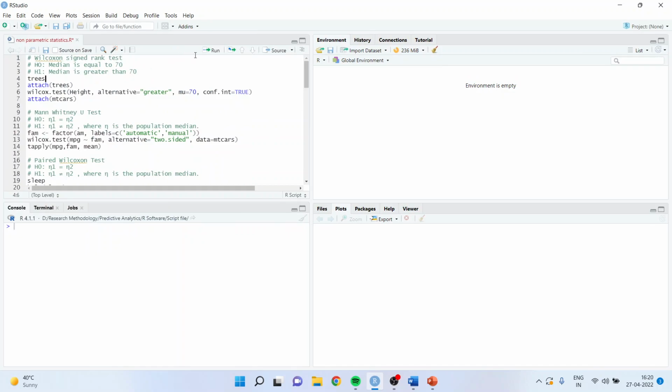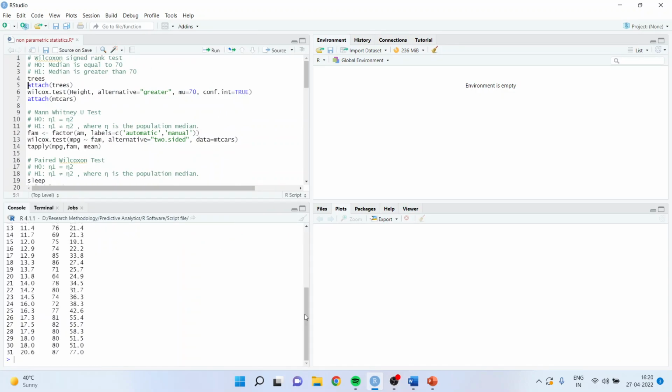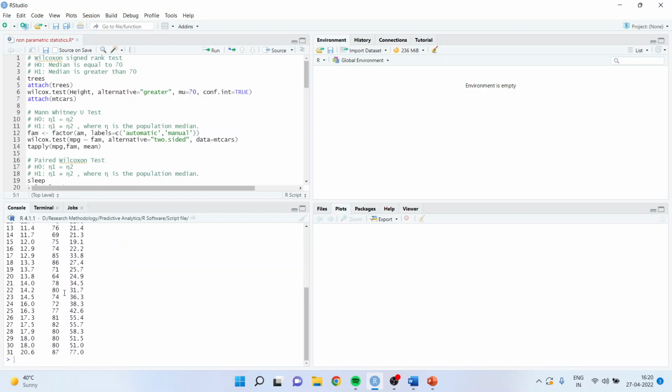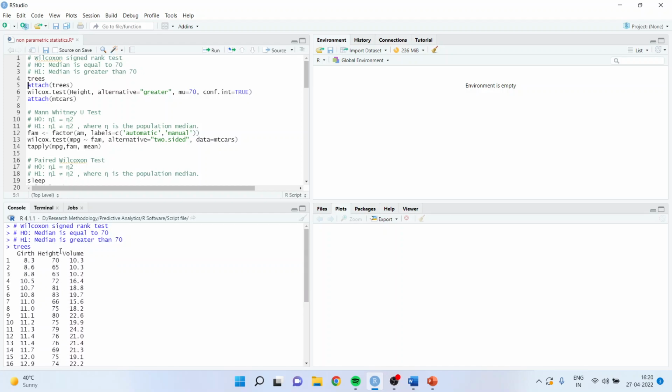Now there is one data set, which is trees. When I run it, you will be able to see what variables are in it. We have girth, height and volume. We have height for all the trees; there are 31 trees. Now I want to check whether this height in the data frame is significantly different from the population median, that is 70. So I am saying the null is median equal to 70 and the alternative is median greater than 70.